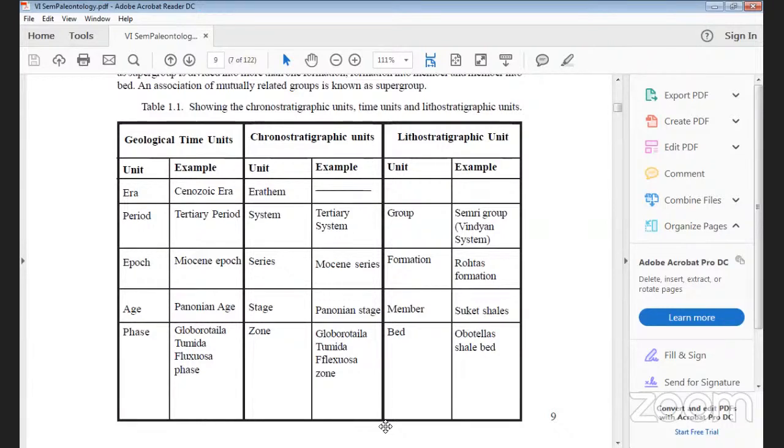In a lithostratigraphic unit, group is equal to the period, formation is equal to the epoch, member is equivalent to the age, and bed is equivalent to the phase.